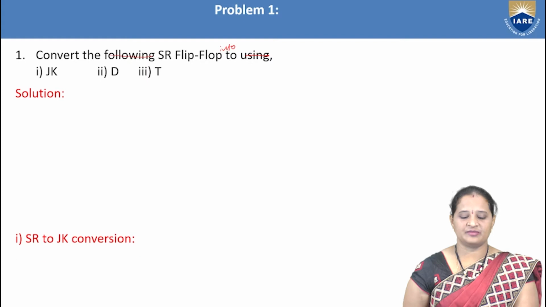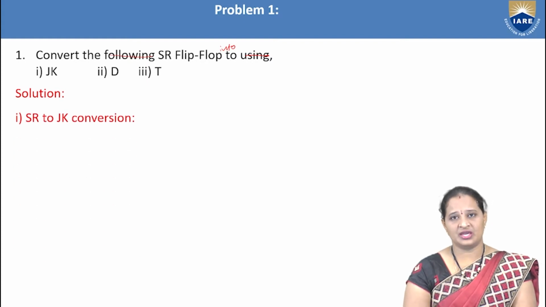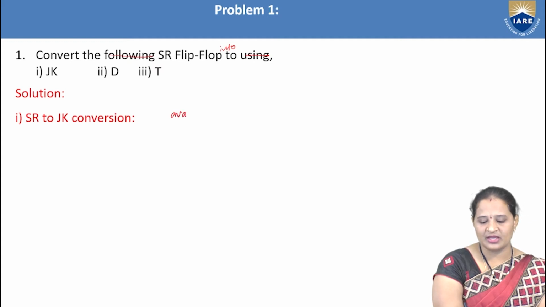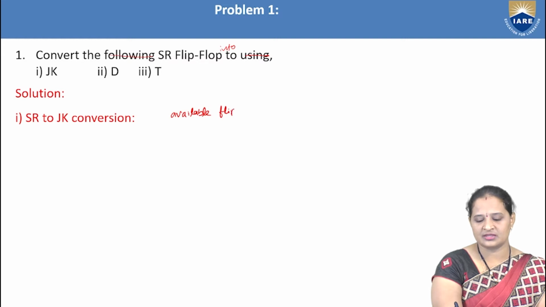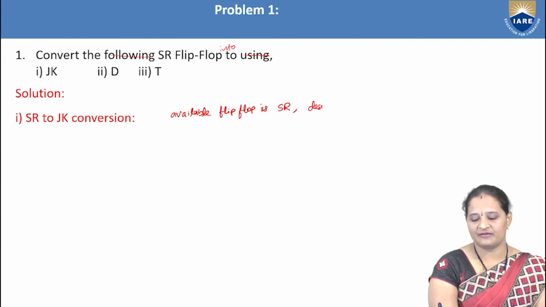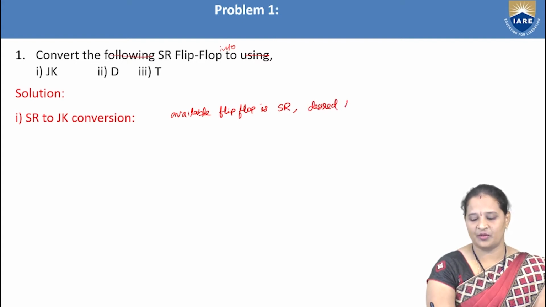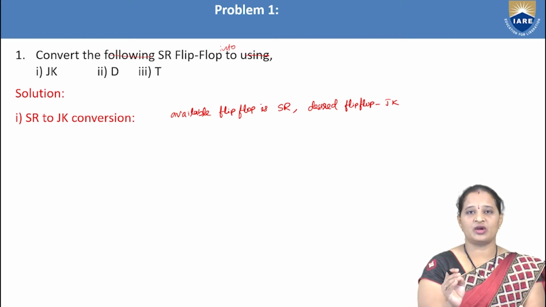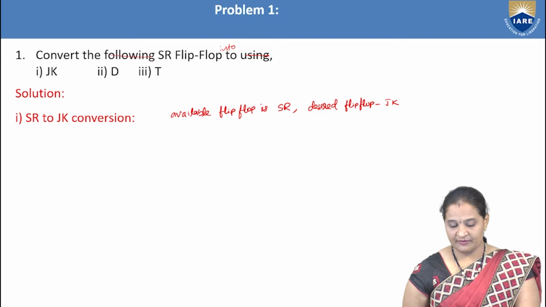Now let us take the first part, the SR to JK conversion. What is the available flip-flop here? The available flip-flop is SR, whereas the desired flip-flop is JK. So what we need to do is convert the SR flip-flop into a JK flip-flop.